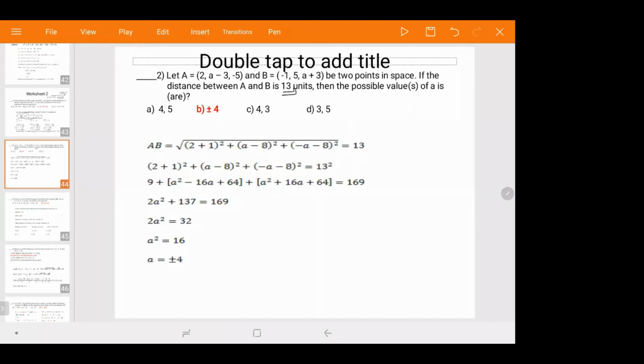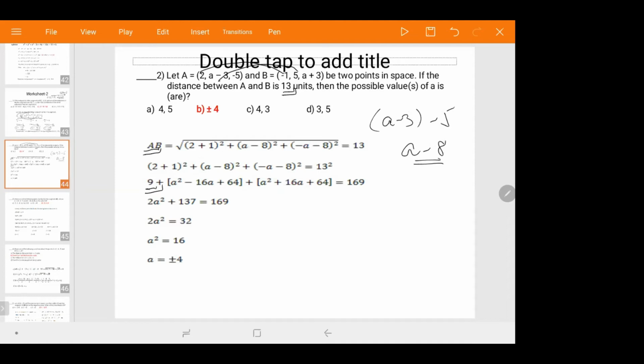Now using the distance formula, the distance between two points A and B is the square root of change of x squared plus change of y squared plus change of z squared. What is change of x? 2 minus -1. What is 2 minus -1? It is 3, 2 plus 1. 3 squared, that is 9, plus (a - 3 - 5), that will be (a - 8).